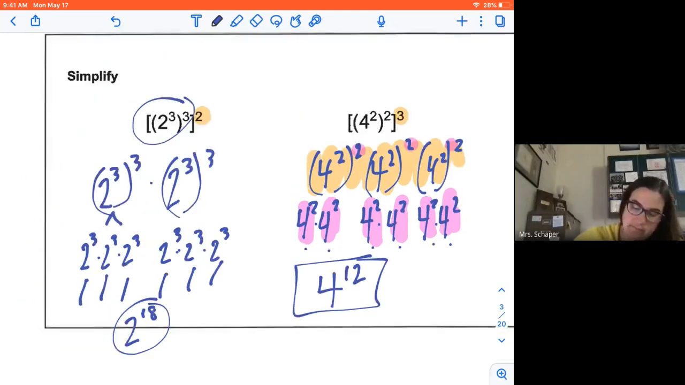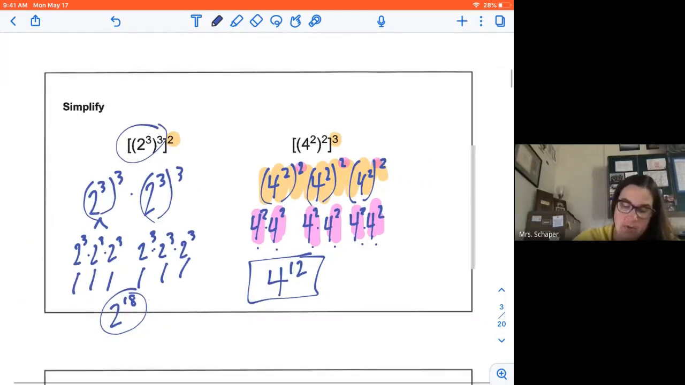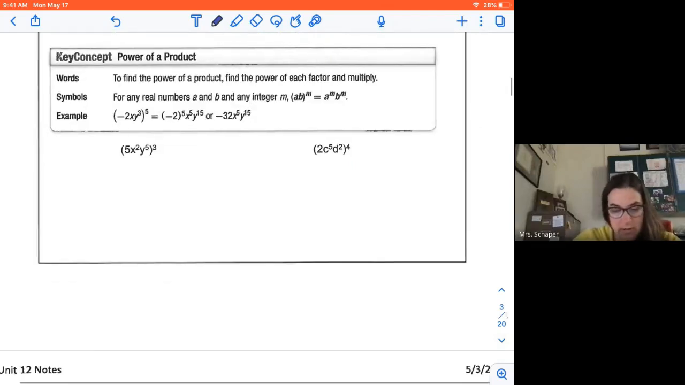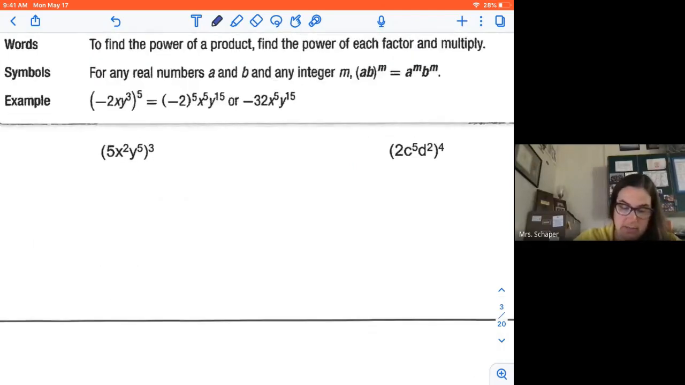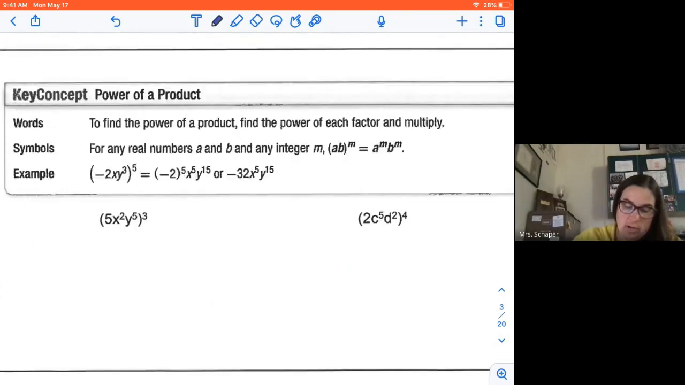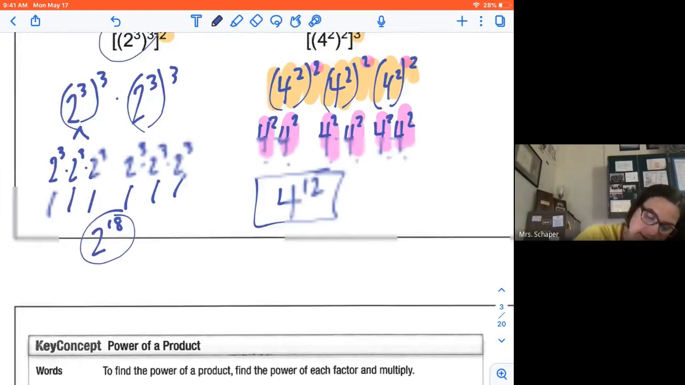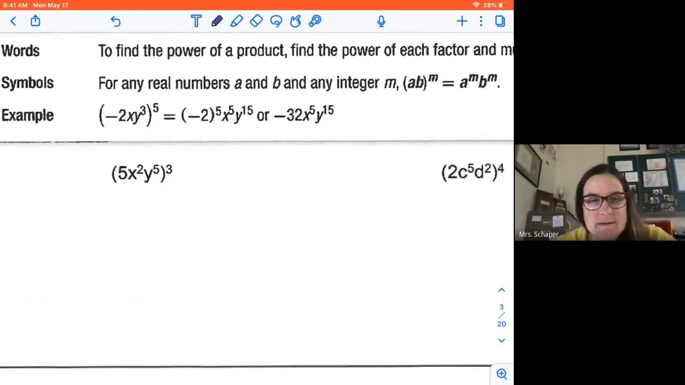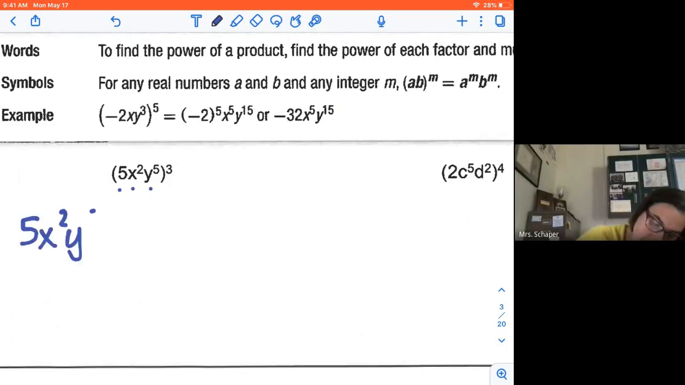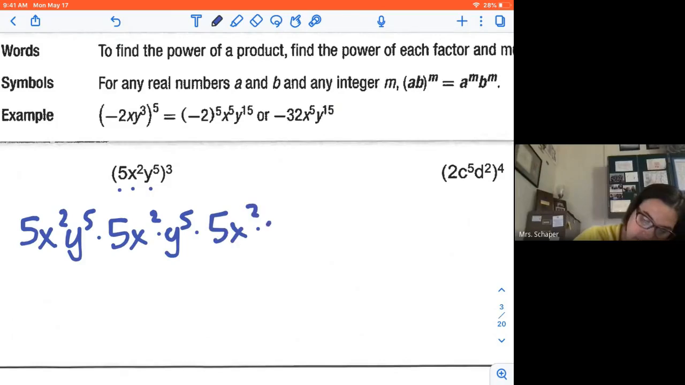All right. And then we have power of a product. Okay. This is much what we are working on here, except power of a product means I'm multiplying multiple different things within that grouping symbol. So I have 5x squared y to the fifth times 5x squared y to the fifth times 5x squared y to the fifth.